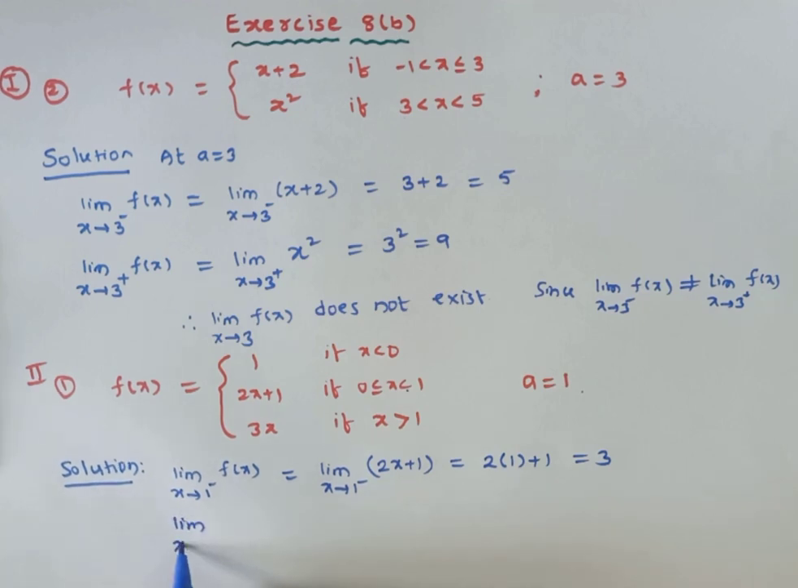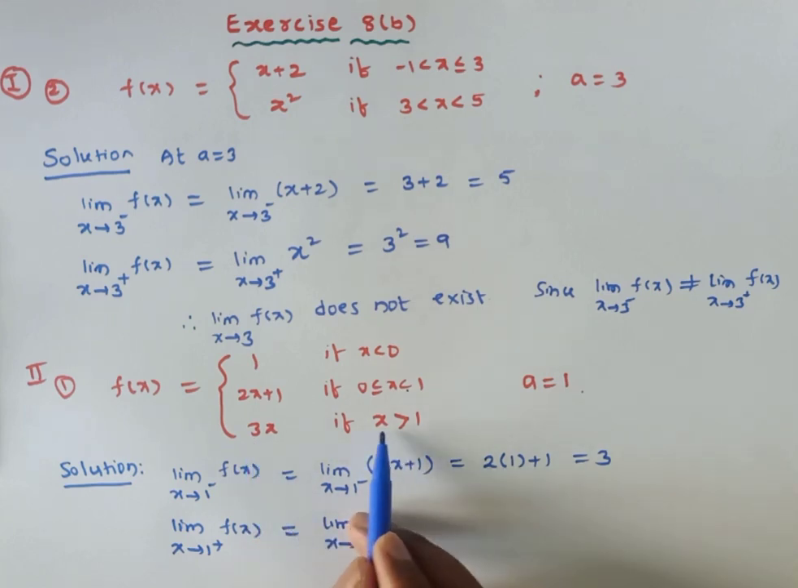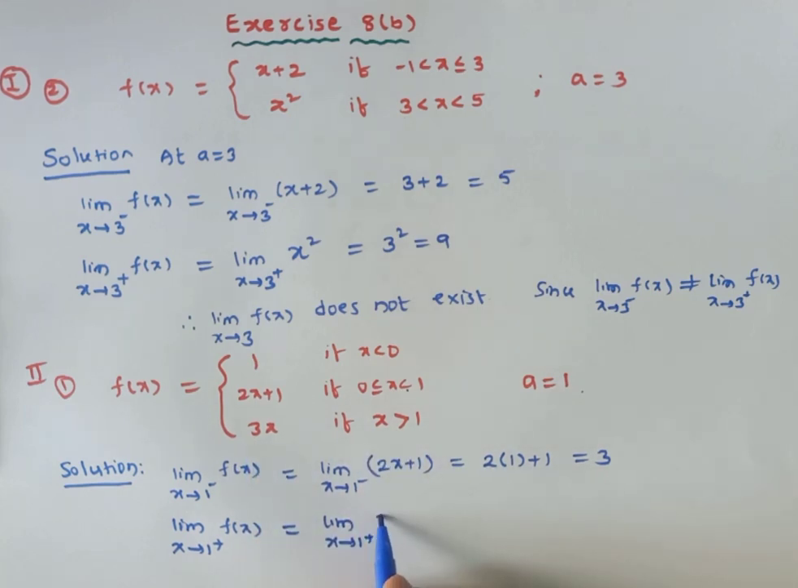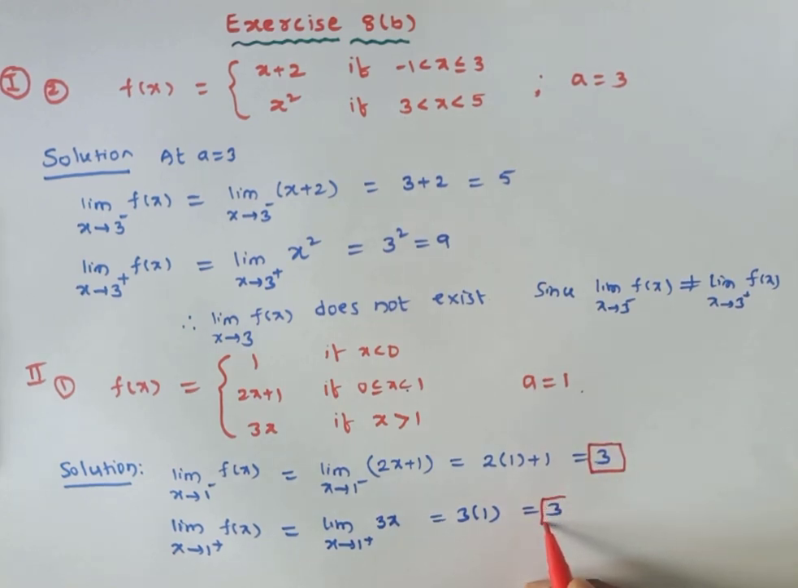Similarly, limit x tends to 1 plus f of x. Limit x tends to 1 plus means a little bit more than 1, so x must be greater than 1, like 1.00001. So the given function there is different: 3x. For x more than 1, that is 3x, that is 3 into 1, which is again 3. So here the left hand limit and right hand limit both exist and they are equal.